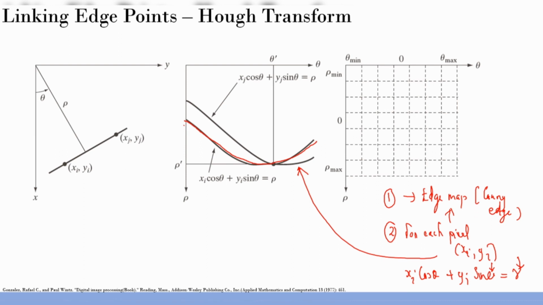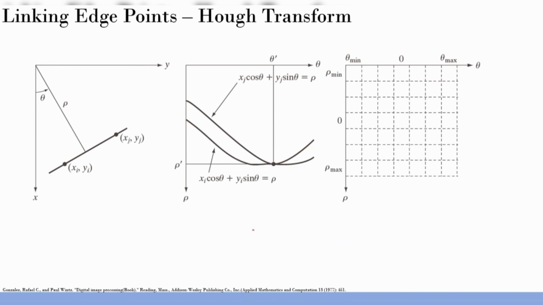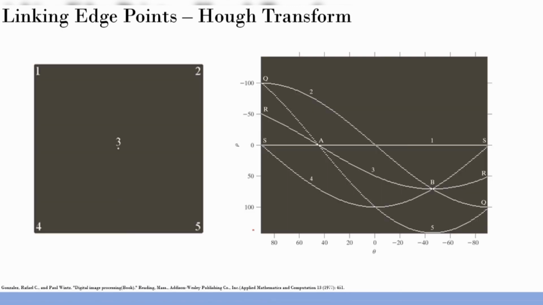You go to the next pixel, you repeat it. So you have so many curves and everything will crisscross or intercept at this point, and whichever cluster is having the most number, that is the most common straight line in your image. Is not it beautiful? I hope you appreciate it. So this is an example. I just want to show you with this example.